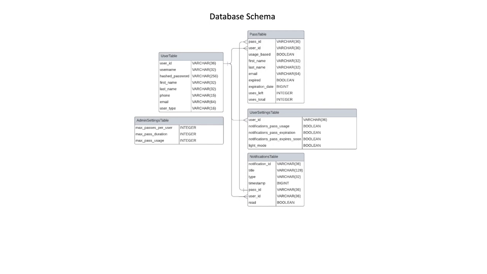And lastly, there's the admin settings table that stores the site-wide settings. This includes the maximum uses for a pass, the maximum number of days for an expiration-based pass, and the maximum number of passes per user. Unlike some of these other tables, this table does not store a user ID, as these settings are site-wide and the same for all of the admins in the system.